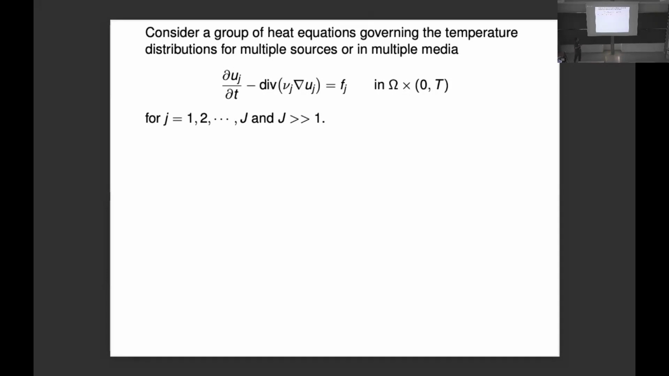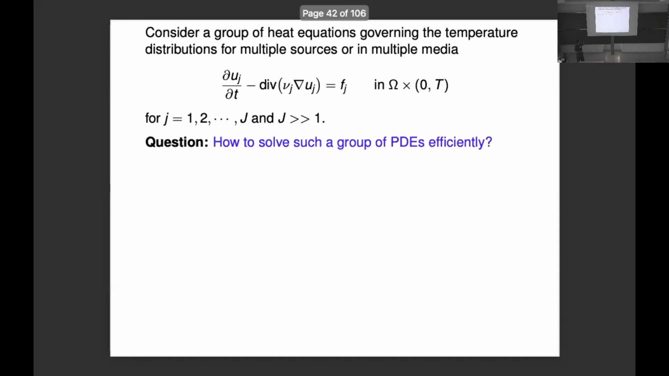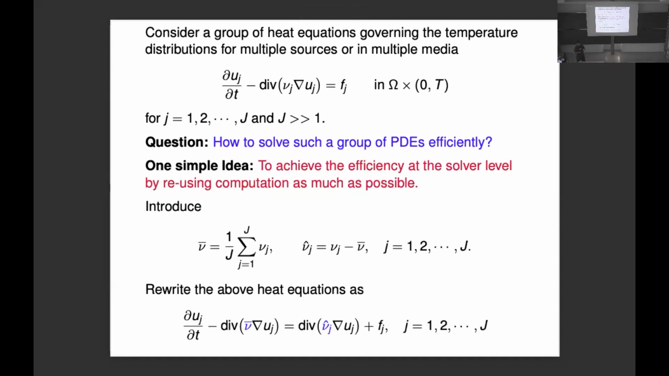Suppose for a model problem, you have the heat equation, and you have many parameters. So it is a parameter dependent problem, with capital J parameters, and you want to solve this problem. Of course, the brute force approach is you solve it J times, which is expensive. And the ensemble method asks, how can we solve this more efficiently? In particular, to achieve efficiency by reusing computation. Not just solve for each parameter separately, but reuse computation as much as you can.